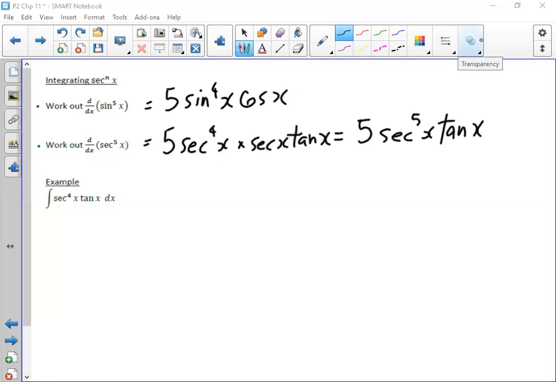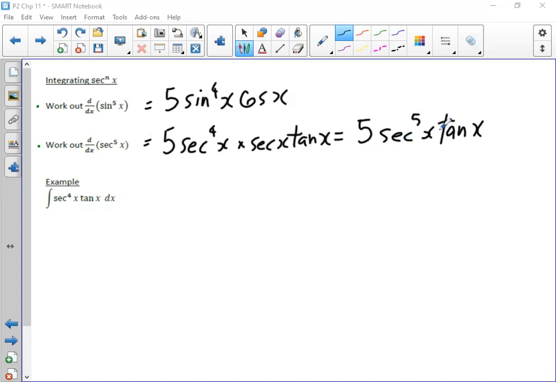So here's the answer. Differentiate sine to the power 5 x: differentiate power 5 first, 5 sine x to the power 4, and then differentiate sine x, which is cos x. What about sec to the power 5 x? Again, same thing. Differentiate power 5 is 5 sec to the power 4 x times differentiate inside. Differentiate sec x, using a formula booklet, is sec x tan x, which is 5 sec to the power 5 x tan x.